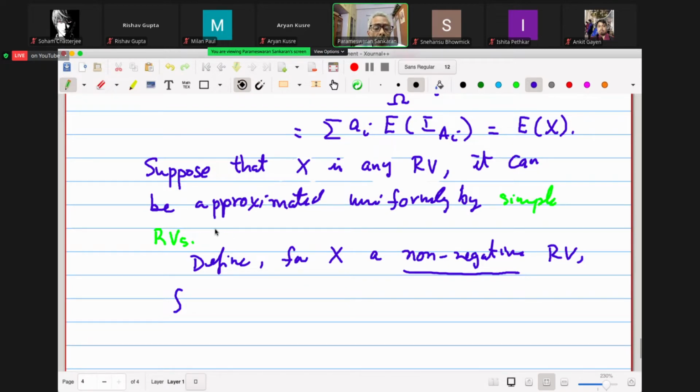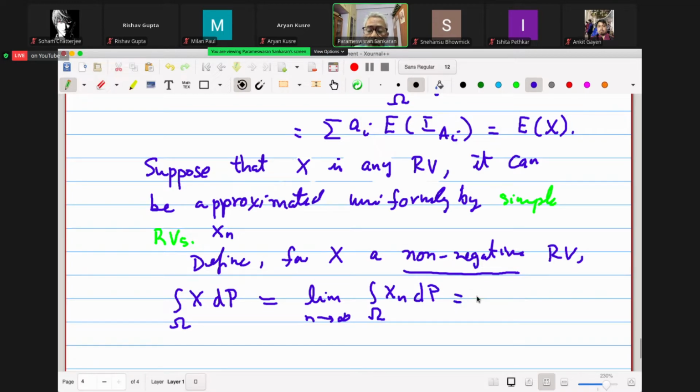So simple random variables, let us just call these xn's. Here the integration is over omega, x with respect to the probability measure dp. This is the limit as n goes to infinity of the integral over omega of xn dp. Okay, so what is this?